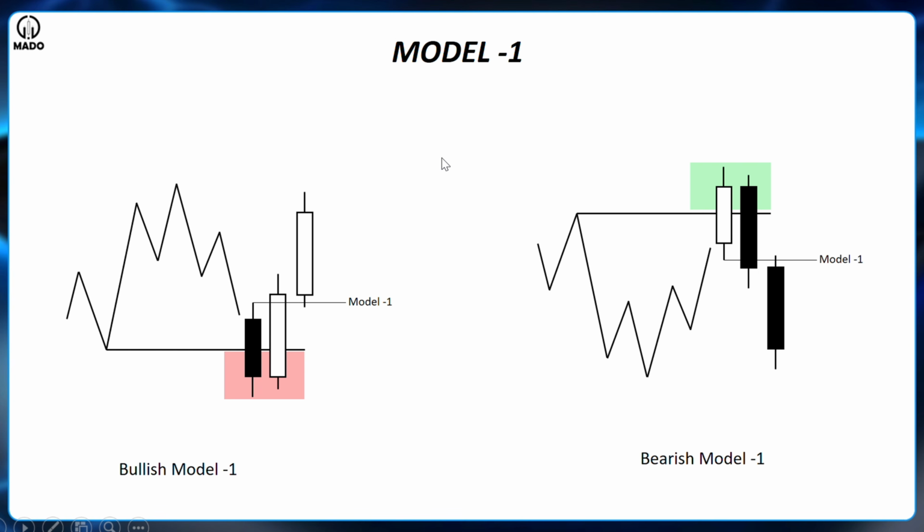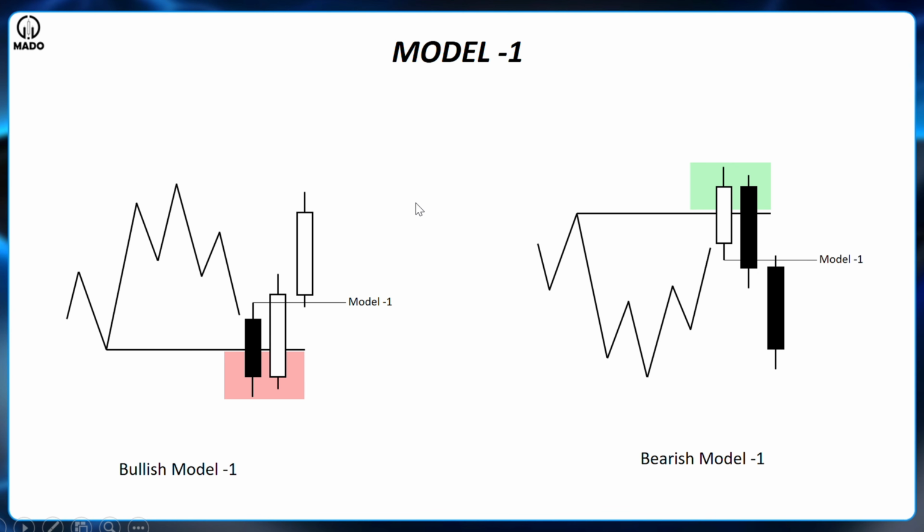Think of it this way: turtle soup is the trap, and model 1 is the confirmation. If you want to confirm that this turtle soup is valid or not, wait for model 1 to form. After the CRT purge, the market doesn't just fly away immediately, it usually stabilizes for a bit and creates a specific candle that purges CRT, and that candle becomes our model 1 candle. When price closes above or below that specific candle, depending on direction, that's our signal that smart money is taking control and price is now ready to expand.